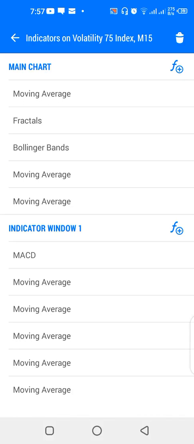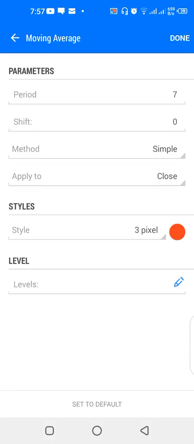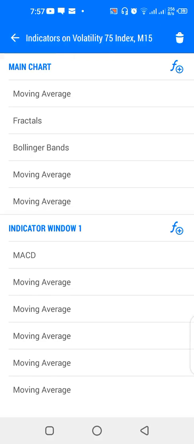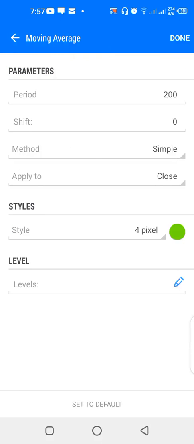Color is purple. We have moving average, period is 7, shift is 0, method is simple, apply to close, color is red. We have another moving average, period is 200, shift is 0, method is simple, apply to close, color is green. So that's that.